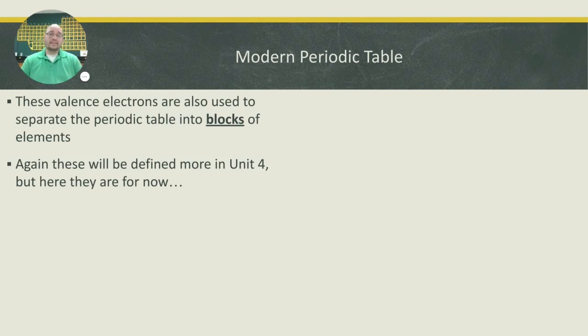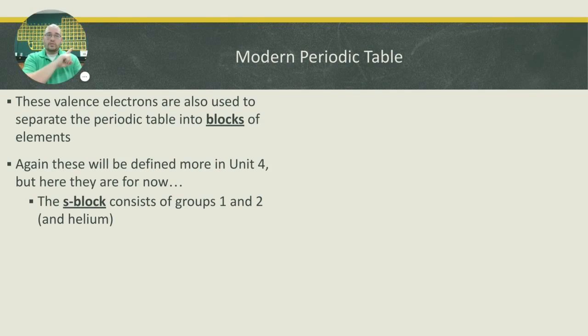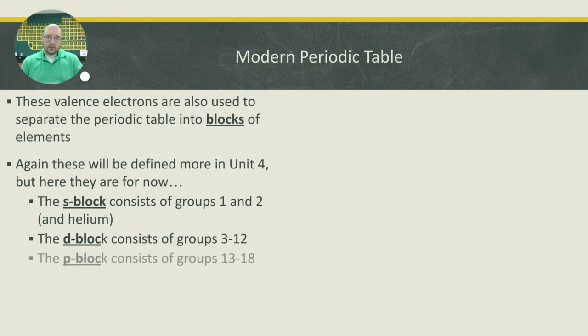We'll discuss why later. So you have the S block, all right, consists of groups 1 and 2 and helium, even though helium is over here with the last column, it's part of the S block. So it's kind of weird. Then you have the D block. It consists of groups 3 through 12. These guys right there, okay, groups 3 through 12 are the D block. So the S block and the D block.